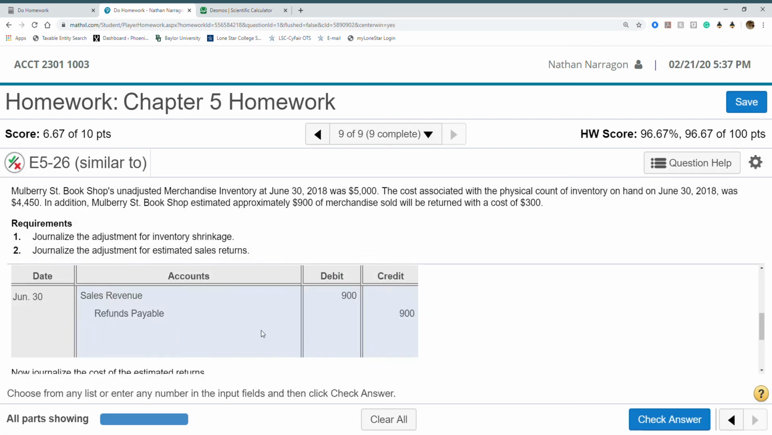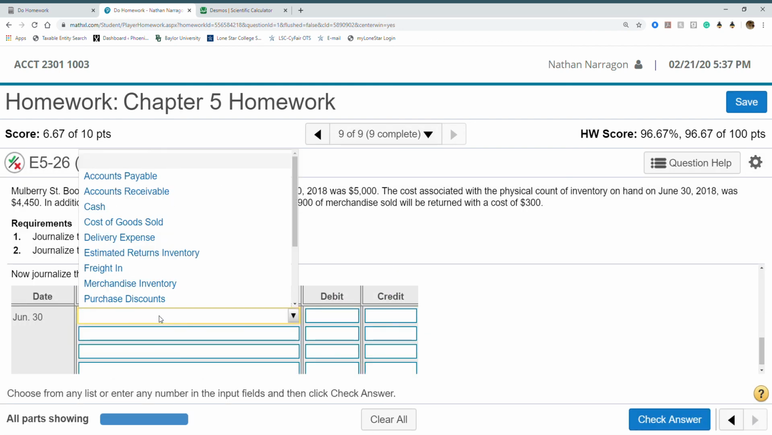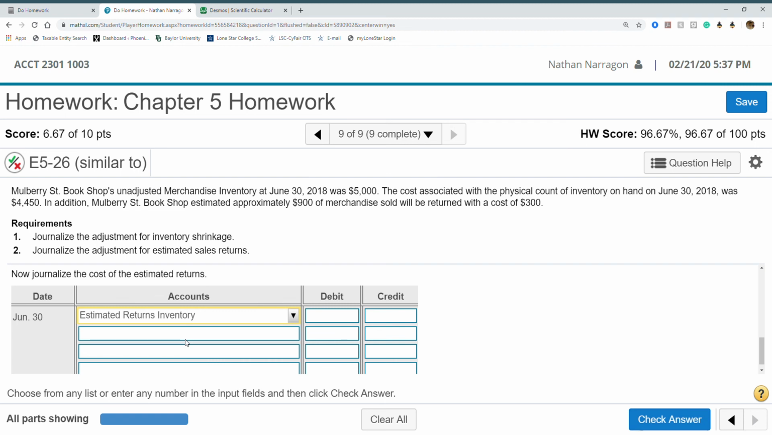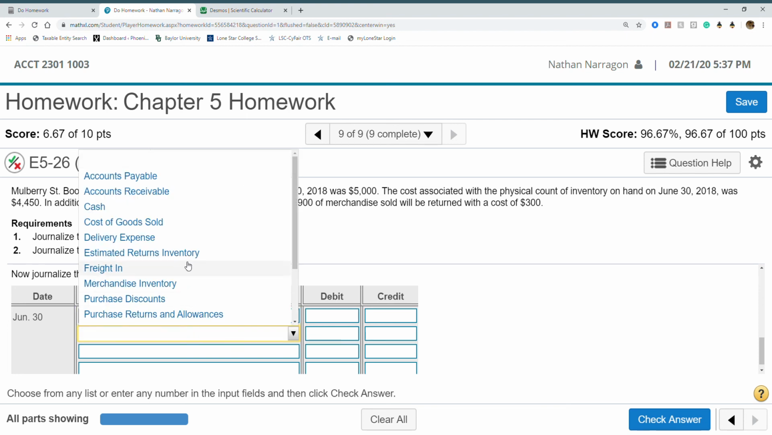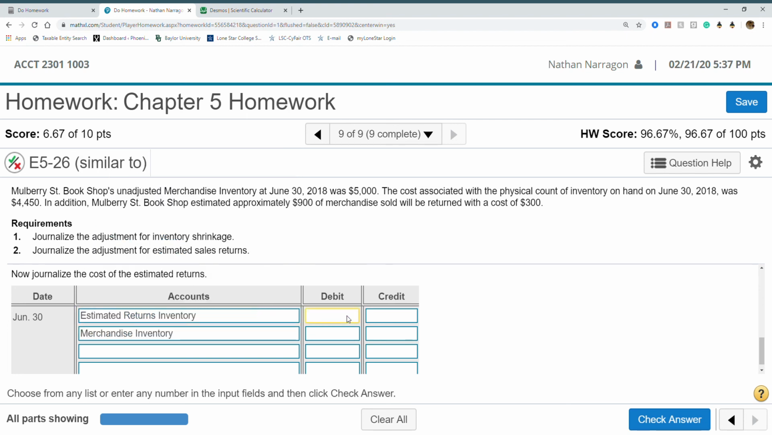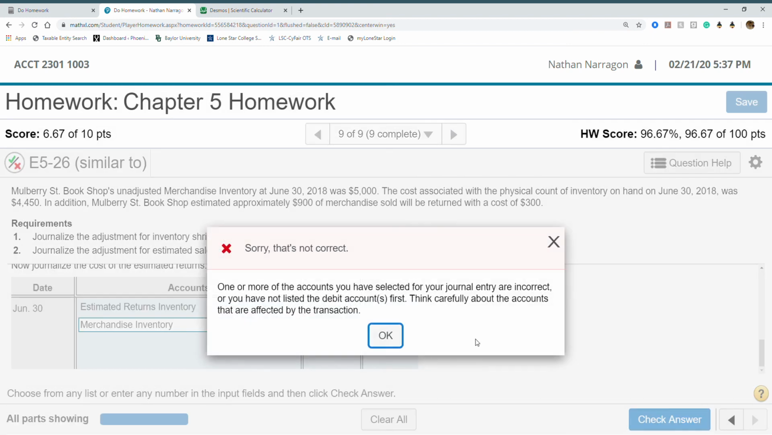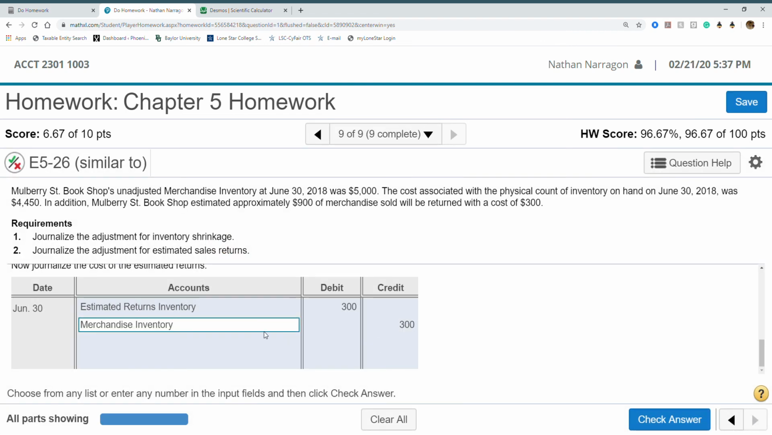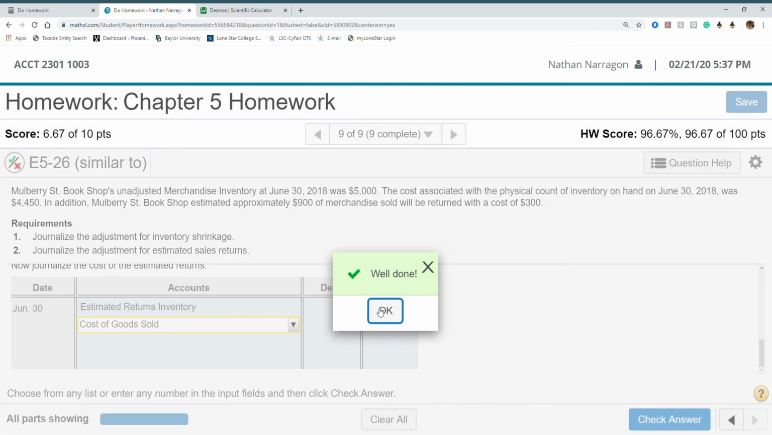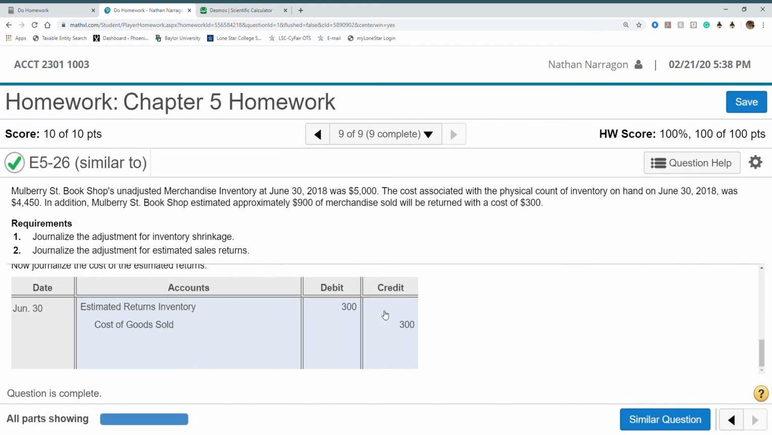Okay. Second part is doing the inventory. So instead of cost of goods sold, since we're doing an estimate on the returns, it's estimated returns inventory and merchandise inventory in itself of 300. Check. Oh, my bad. Cost of goods sold. So, estimated returns inventory and cost of goods sold. And there we go, guys. That's it for your estimate.